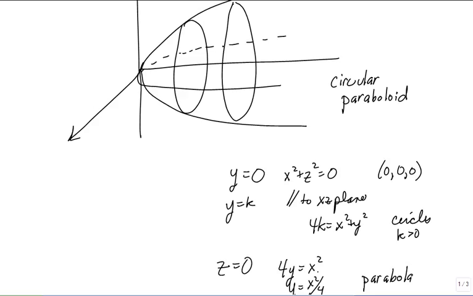Okay, let's look at 16. You can kind of see what you're going to have here. If you cross out the x, you have an ellipse. If you cross out the y, you have a hyperbola. If you cross out the z, you have a hyperbola. So you have two hyperbolas with ellipses. This is a hyperboloid of one sheet.